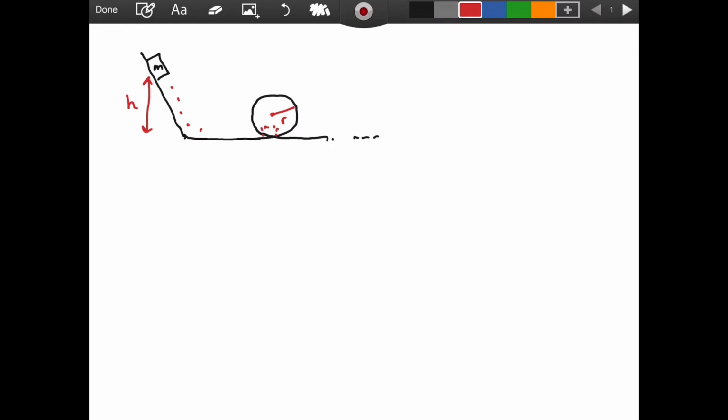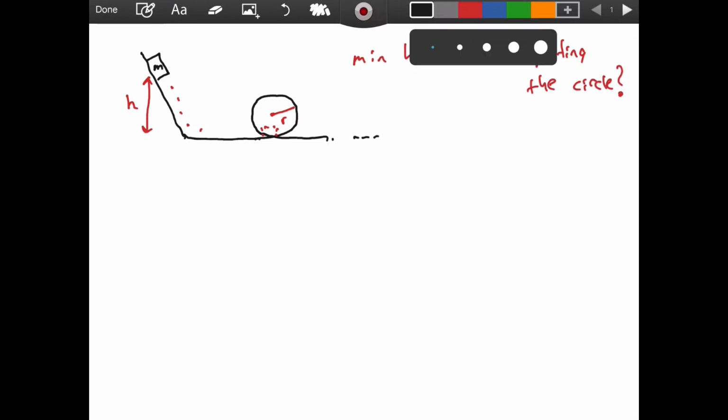Because if you release it from a very, very high point, well, then of course it is going to be able to complete the circular track, because it will have lots of energy. But we are interested in the minimum h. So min h for completing the circle. Okay, this is the question that we are asked. How should we approach this question?